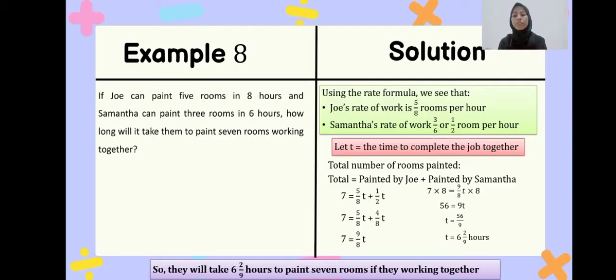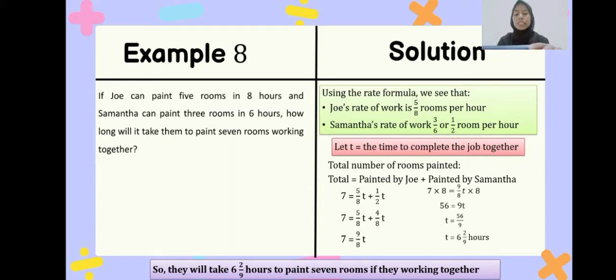Example number 8. If Drew can paint 5 rooms in 8 hours, and Samantha can paint 3 rooms in 6 hours, how long will it take them to paint 7 rooms working together? So the solution is, using the rate formula, we see that Drew's rate of work is 5/8 rooms per hour, and Samantha's rate of work is 3/6 or 1/2 room per hour.